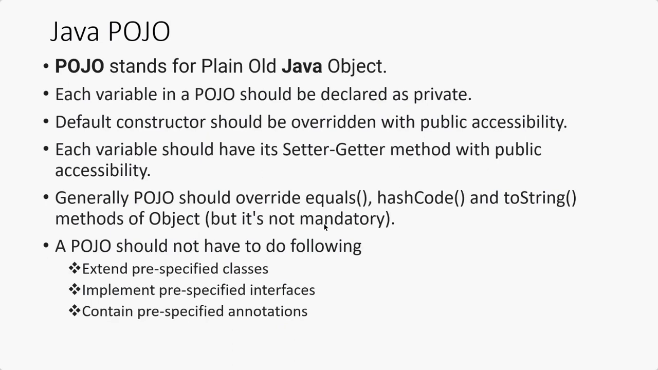Generally, a POJO should override equals, hashCode, and toString. These three methods come from the Object class, which every class in Java extends. We'll show you that. You should override them, but it is not mandatory. So it should have equals, hashCode, and toString.